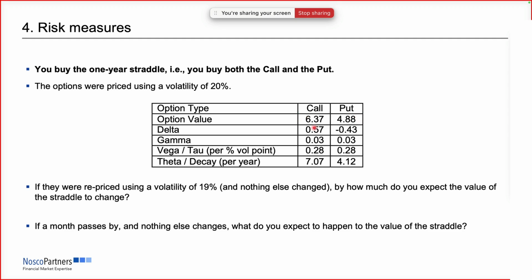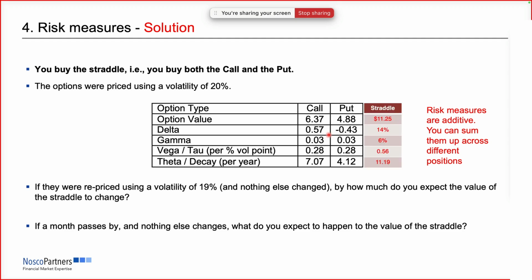What do I pay for the whole straddle? Of course, I pay the call, I pay the put. So for the straddle, I pay something like 11, whatever that is, 25 or 15 or whatever it is. And in the same way, I can add delta. Did it here. Risk measures are additive. So you see, the option value is the value of the call and the put. The delta of the whole structure is the delta of the call plus the delta of the put.